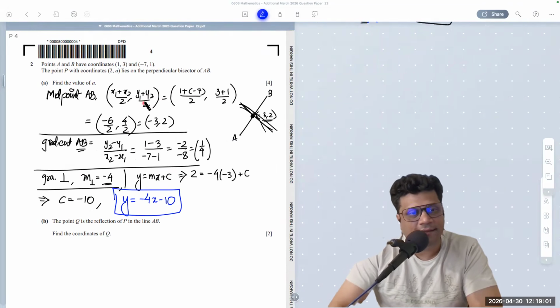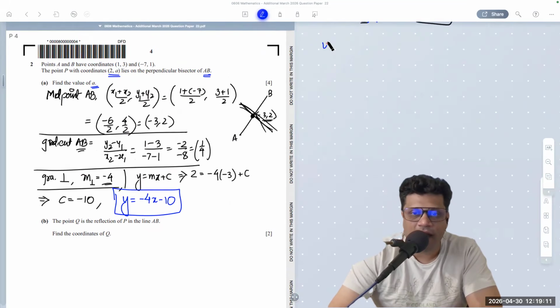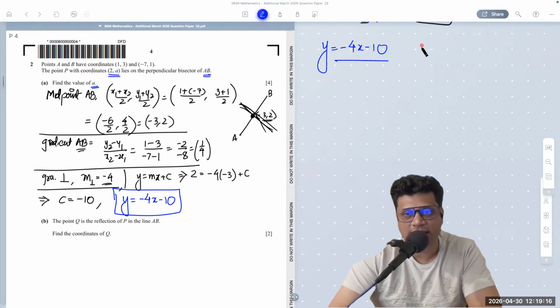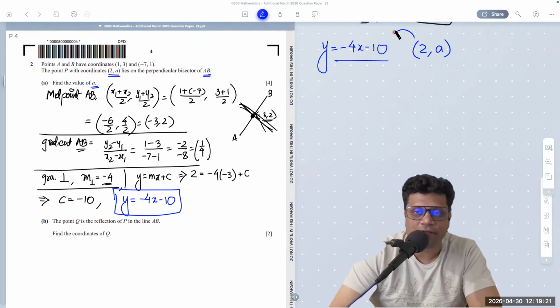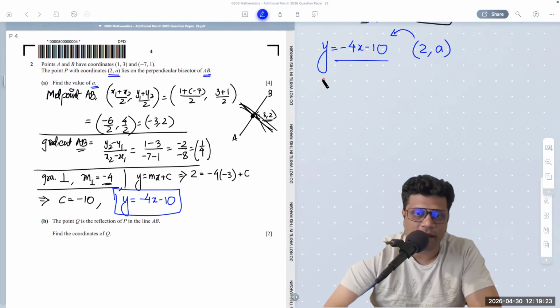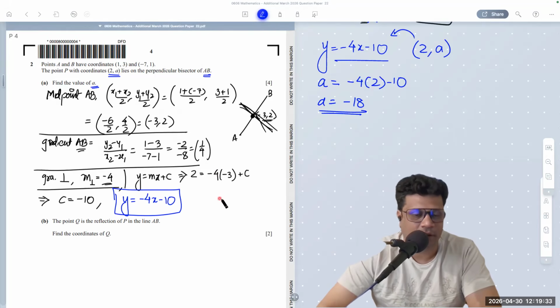They say there is a point (2, a) which lies on this perpendicular bisector. Find out a. If y equals minus 4x minus 10 is the equation of the perpendicular bisector, the coordinates of (2, a) should fit into this equation. In a way, when y is a, x is 2, and that gets you to the value of a, which is negative 18. And that is your answer for it. a is negative 18.